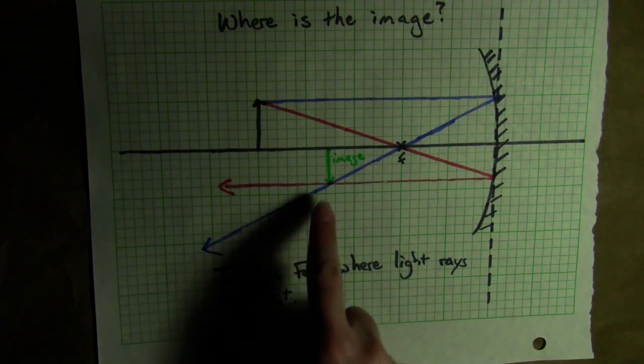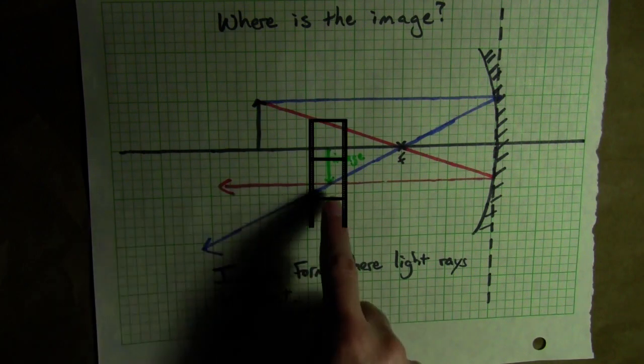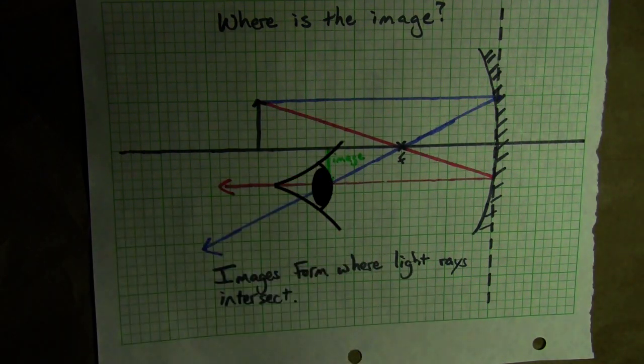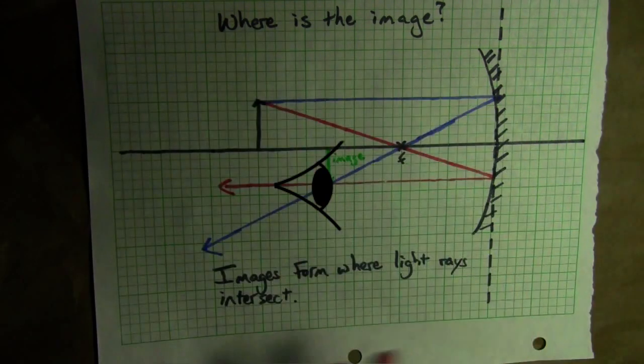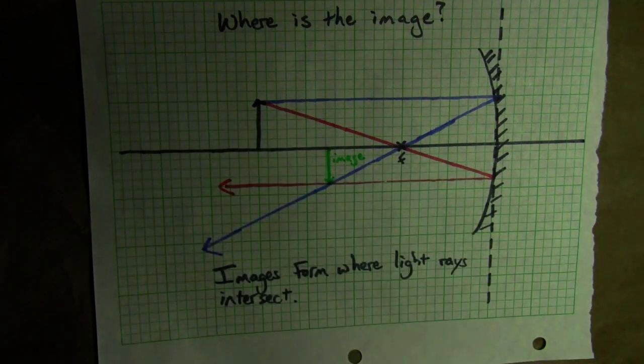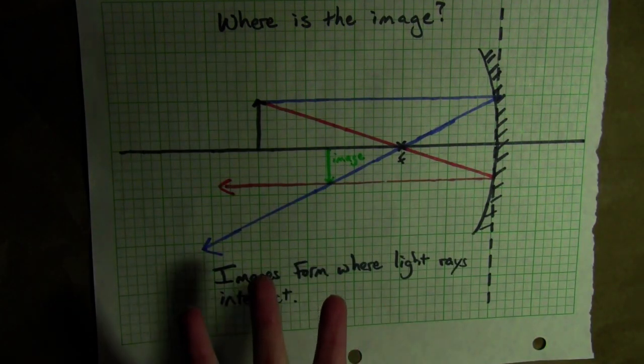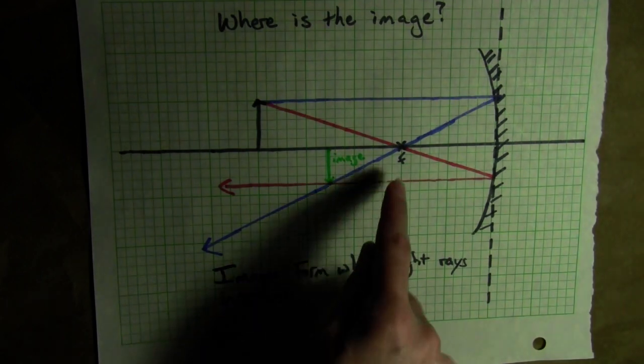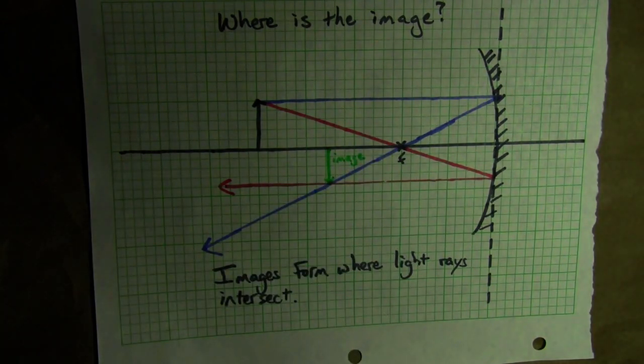So this is where you would want to put your film or your eye or whatever you're using to capture that image created by this mirror. Now there are more rays you can draw, but my personal opinion is that these are the two easiest ones because all you have to remember is the definition of the focus that we talked about last week.